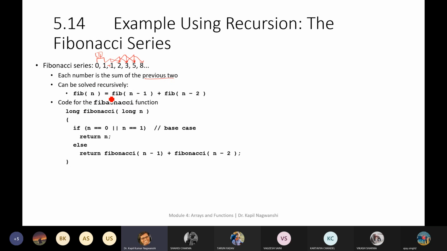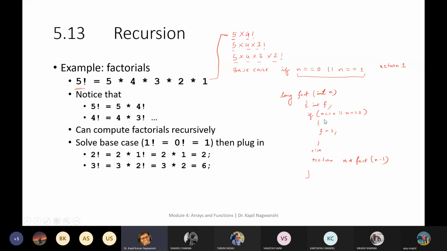It can be solved recursively with this step: Fibonacci(n minus 1) plus Fibonacci(n minus 2). So here we have used long Fibonacci n. Up to the nth term we will generate the series. So if the value of n equals 0, yes, as in the previous problem also, we have written n equals 0 and n equals 1. Then it will return n.